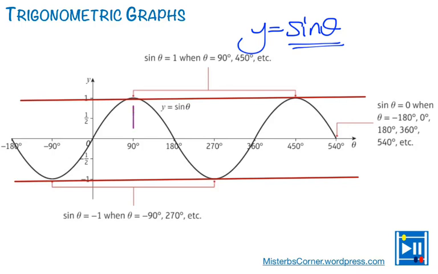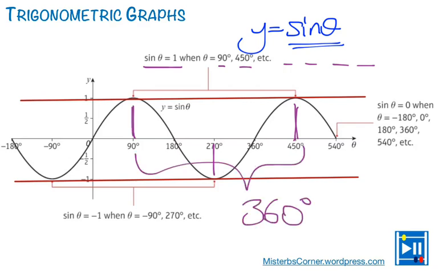These are the maximum and minimum values for sine. Certainly you can see that sine 90 degrees is 1, sine 270 degrees is minus 1, and sine 450 degrees is again 1. You can see that sine theta is 1 when theta is 90 degrees, 450 degrees, and it goes on forever. But you have to notice that these sine theta equals 1 values repeat every 360 degrees, which is what we call a period.